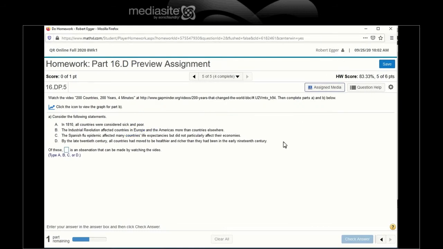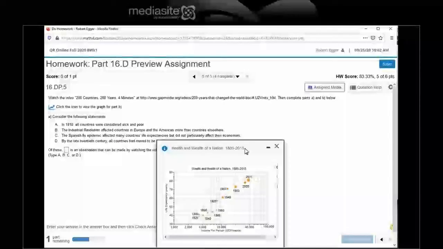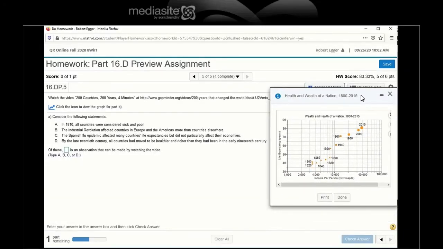And last but not least, watch the video 200 Years, 4 Minutes: The Changing World, then click A and B below to view the graph. Alright.